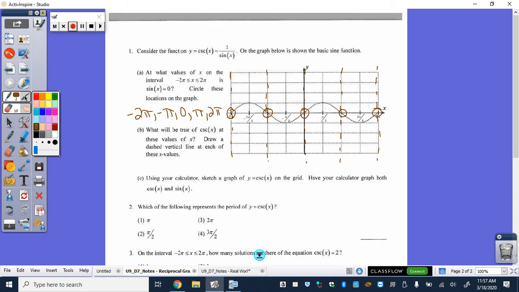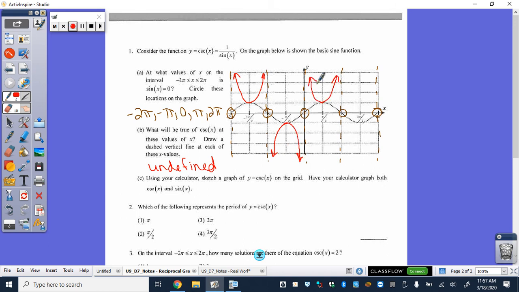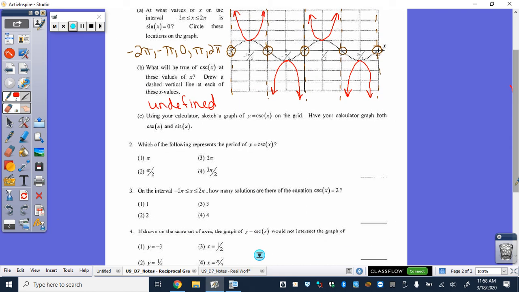So what will be true of these values? They are undefined. Wherever sine is 0, it's going to be an undefined value for your cosecant. And cosecant is going to be going in the opposite, much like your secant. Cosecant will never be in between 1 and -1. It's just not going to happen. So which of the following represents the period of cosecant x? That's going to be 2 pi. That's in the standard period.